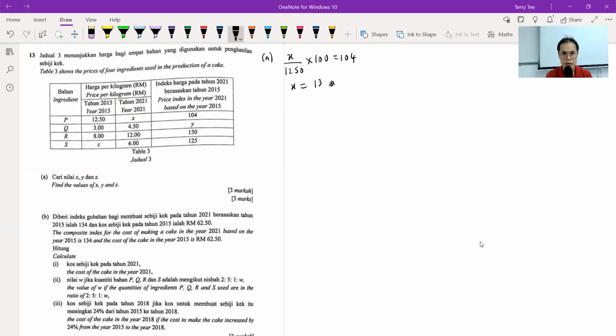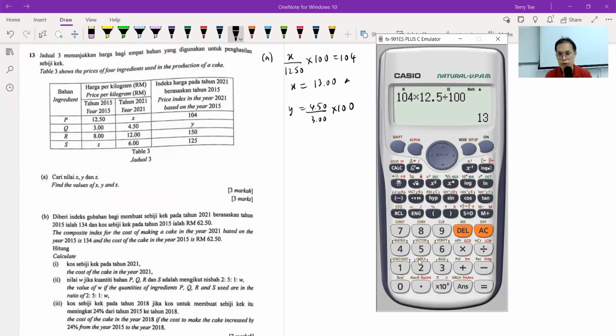In this case, the 13, you can write 13 or 13.00. Maybe I put 13.00. Doesn't matter because it's price in RM. Okay, for y, y is a price index. So we take 450 divided by 3 ringgit times 100. So I got y is 150.